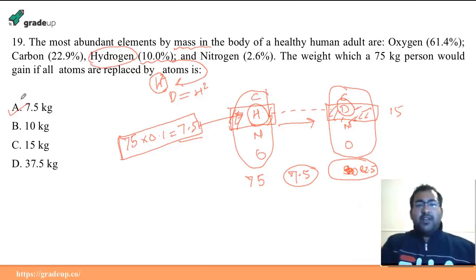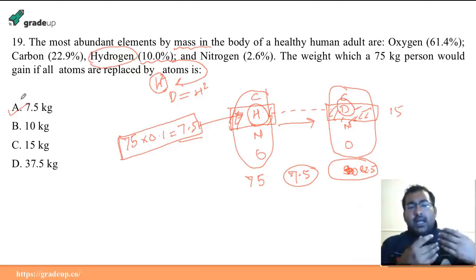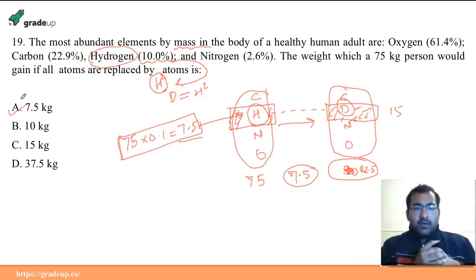Okay, very fairly simple question. Maybe seeing the language of the question you might get confused for a while, but it's a fairly simple question. It doesn't require any of the chemical engineering concepts. It's just basic intuition, or you can say an aptitude question as well.